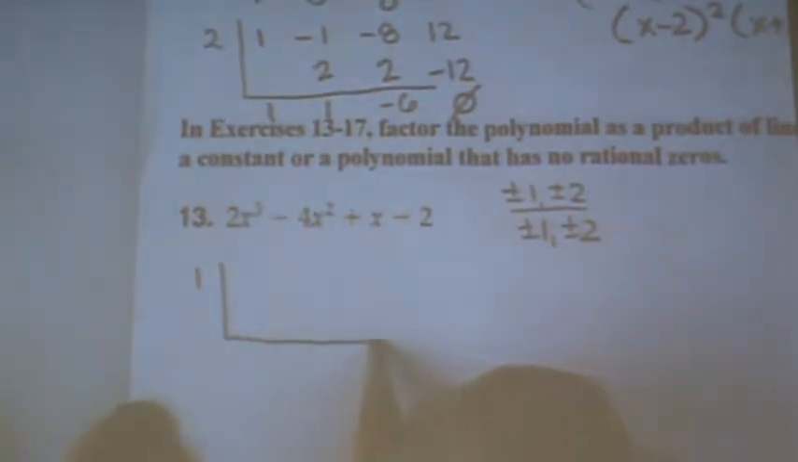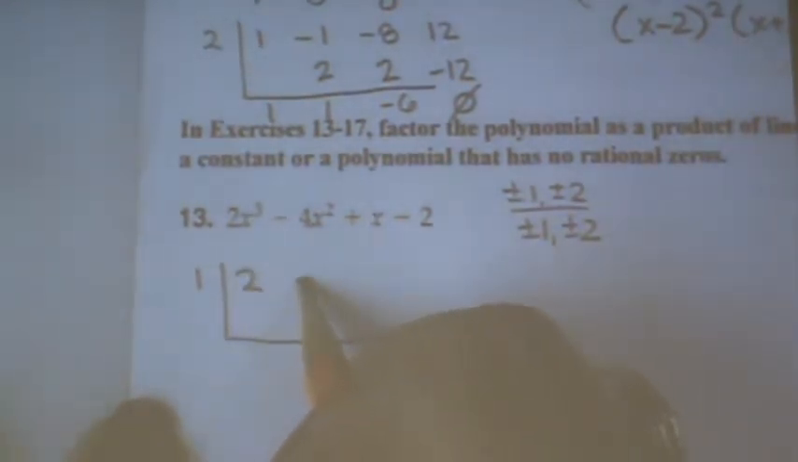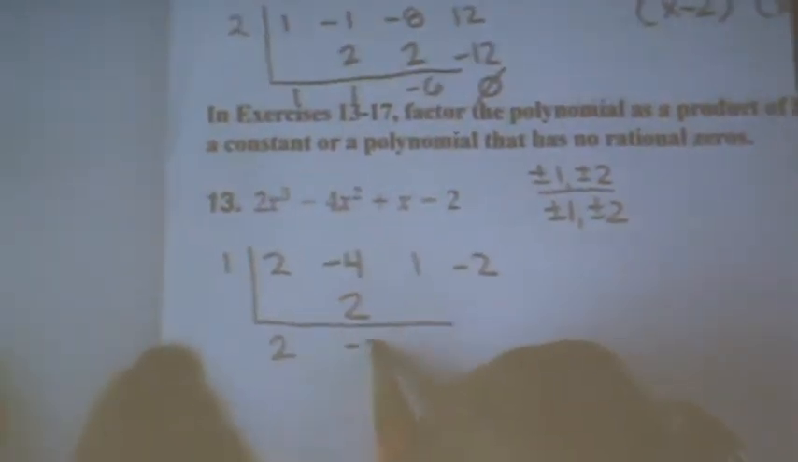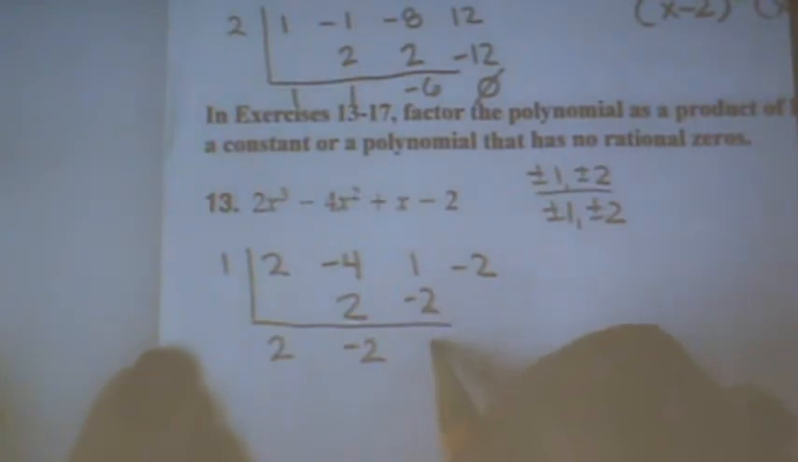So we're going to start off with, let's try 1. 2, negative 4, 1, negative 2. Bring down the 2. 2 times 1 is 2. Add, multiply, and you don't get a 0. Let's try 2.